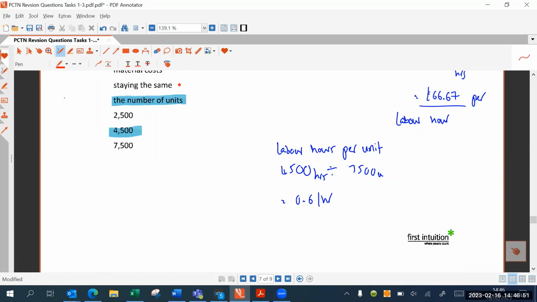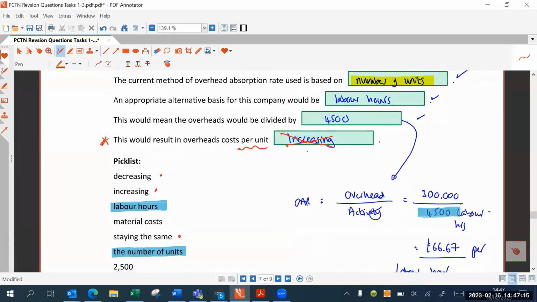So it's not fair to give it a full £66.67 of overhead, because the unit isn't in the department for a whole hour. So I give it 0.6 of an hour instead. And then guess what? That comes out at an overhead amount of £40 for the unit, which means that the unit cost actually stays the same. So rather than increasing, that should be stays the same.